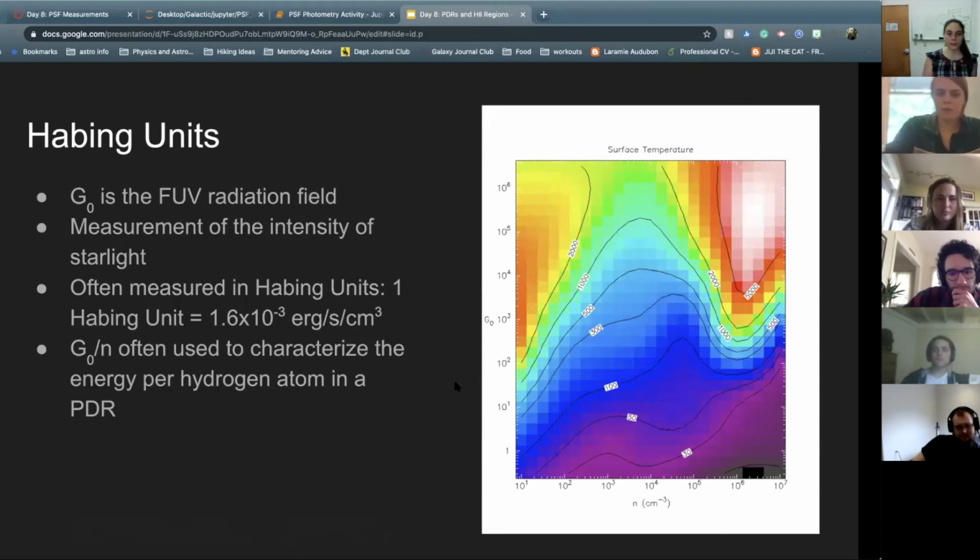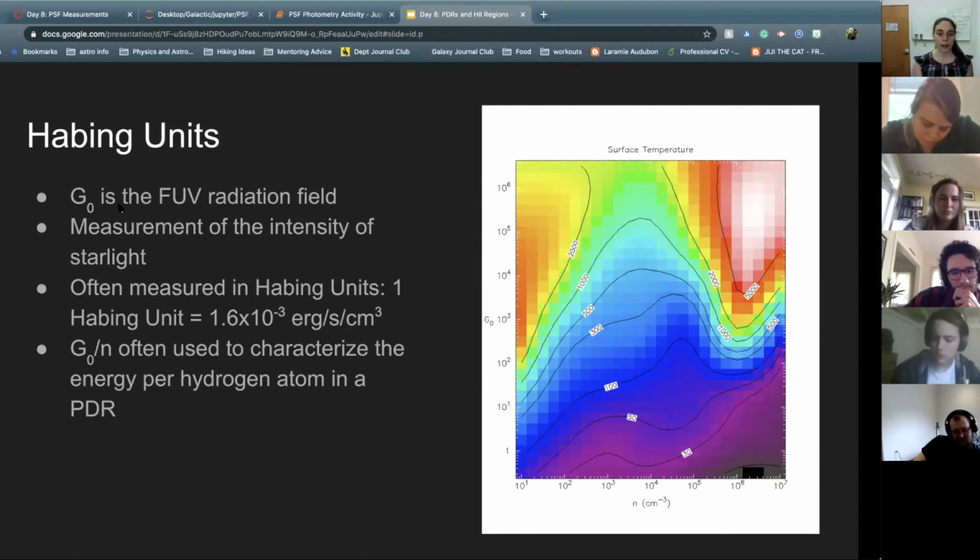I wanted to pause here really briefly as we talk about PDR regions to talk about Habing units. This is a way that we often measure the FUV radiation field within a PDR. So G0 is just defined as the FUV radiation field. It's always G0, it's never G. I don't know what the naught means, but it's always G sub naught, G sub 0. And that's just the FUV radiation field inside your PDR.